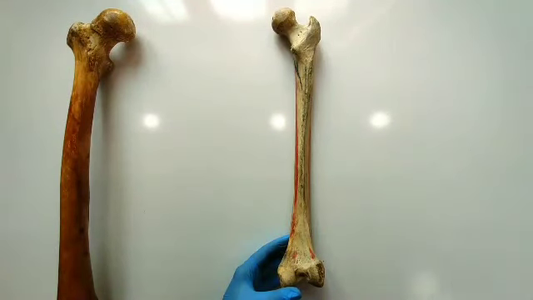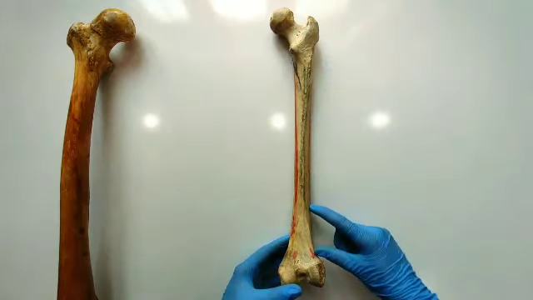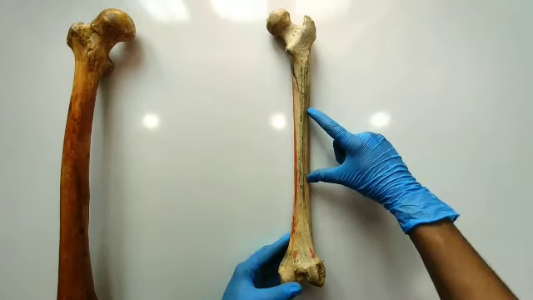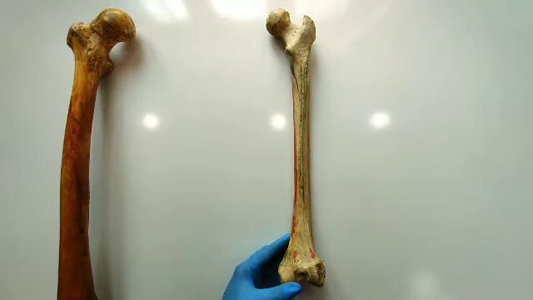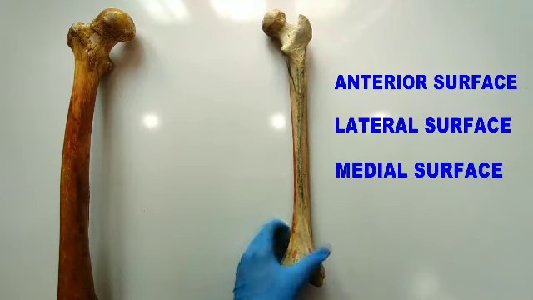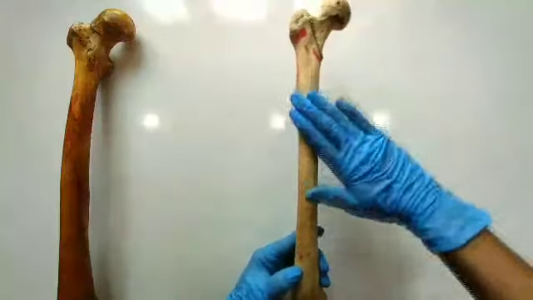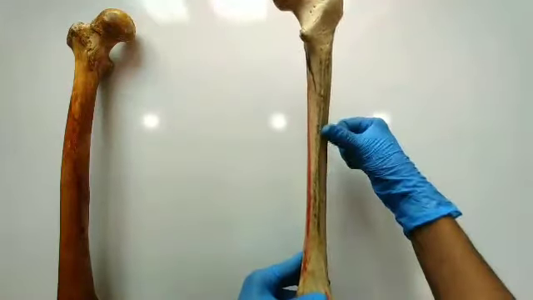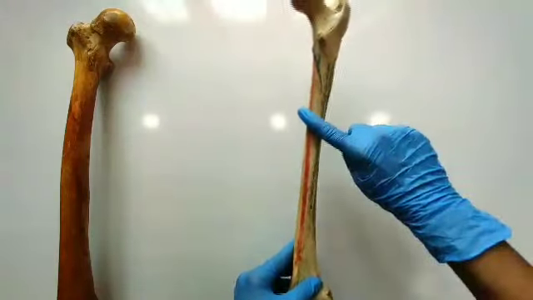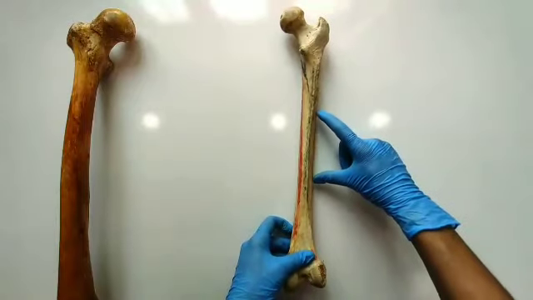Now the shaft consists of 4 surfaces in its upper 1/3 and lower 1/3. This is due to the fact that in the upper 1/3 and lower 1/3 the shaft is expanded, and that's why one additional surface is there. Now in the middle 1/3 only 3 surfaces are there, and these 3 surfaces are the anterior surface, lateral surface and medial surface. So here comes the anterior surface, then here comes the lateral surface, and here comes the medial surface. So these are the 3 surfaces in the middle 1/3.